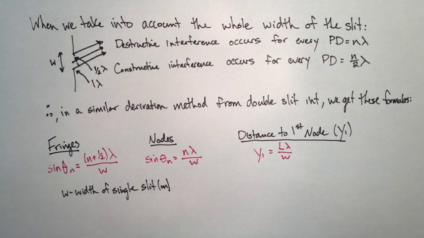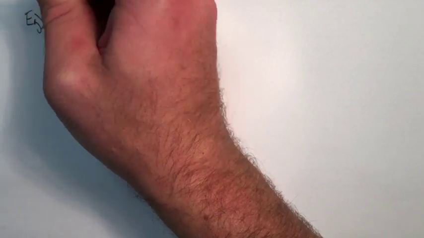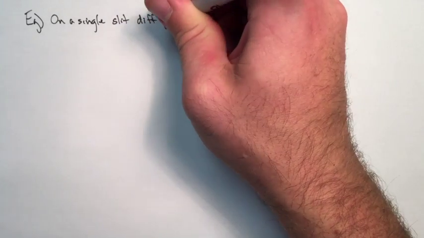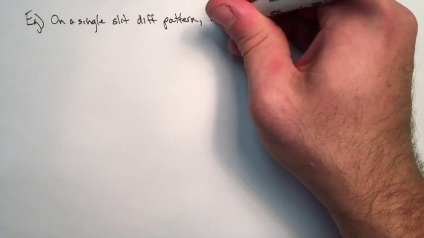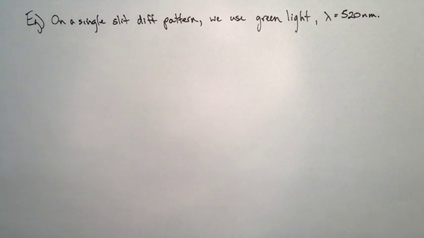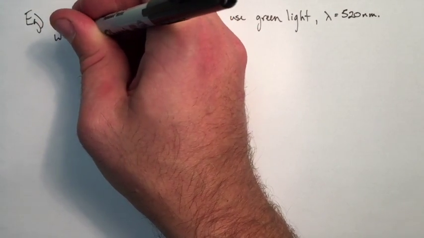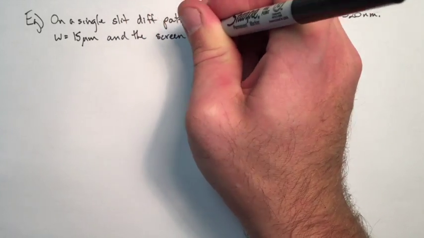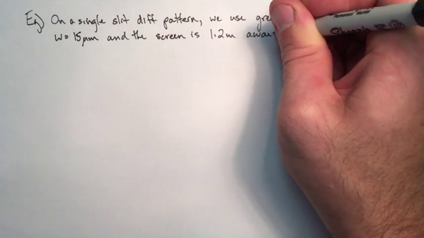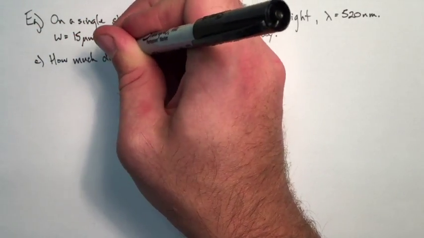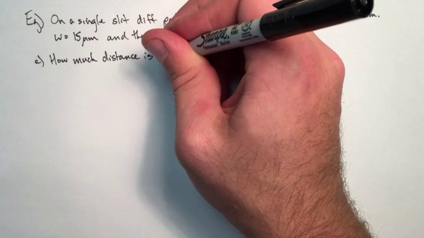So now we're going to use some of these formulas to try and solve a problem. Let's say in an example we have a single slit diffraction pattern where we're going to use green light, and in this case the green light has a wavelength of 520 nanometers. If the width of the slit is 15 micrometers, and let's say the screen here is 1.2 meters away, in part A we're going to calculate how much distance is between the 5 central fringes.